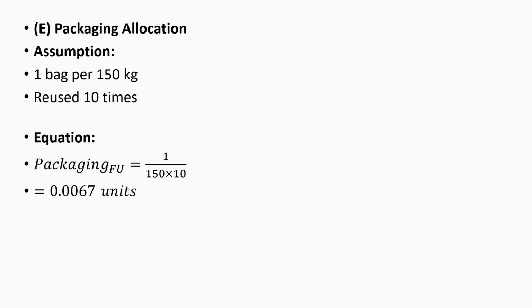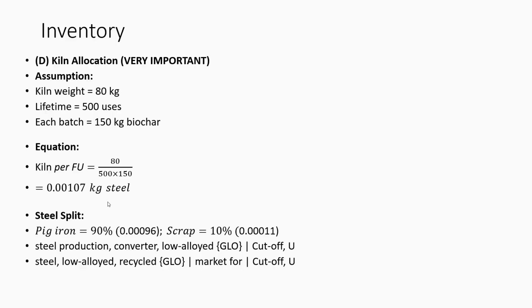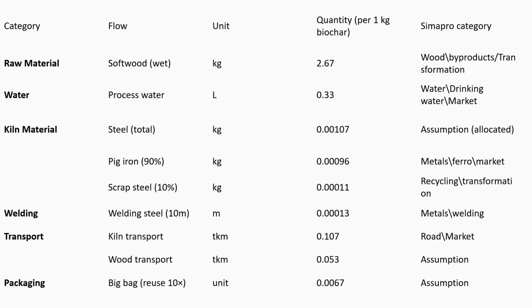And let's discuss the inventory associated with packing material. As you can see here, one bag contains 150 kg, and that bag is reused 10 times. That means the burden associated with packing of the functional unit, that means packing of 1 kg of biochar, is this much. And this is the way we can normalize the inventory as per functional unit. Let's go to SimaPro and explore suitable categories, and then let's update step by step.